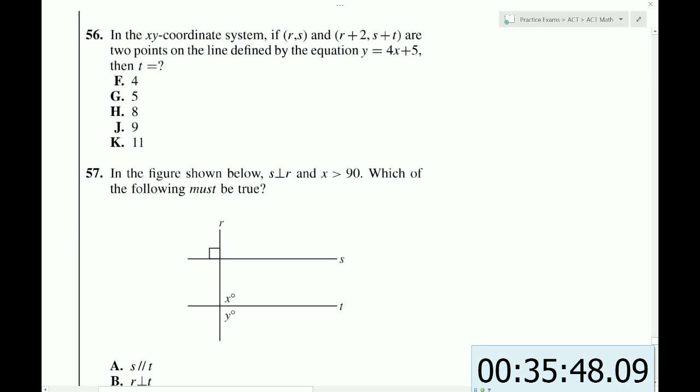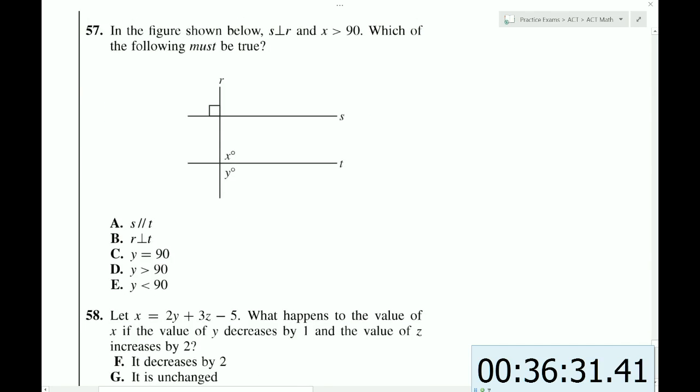In the XY coordinate system, R and S, okay. And what is T? Alright, so 2 points on the line. Okay, oh, I see what they're doing. It's kind of like X and Y here, right? And the slope here is 4. So you go up 4 over 1. That's the rule. Okay? Now if you notice, they're going from R to R plus 2. So they're actually going over 2, which means that they would have to go up 8. So the Y value should then be S plus 8.